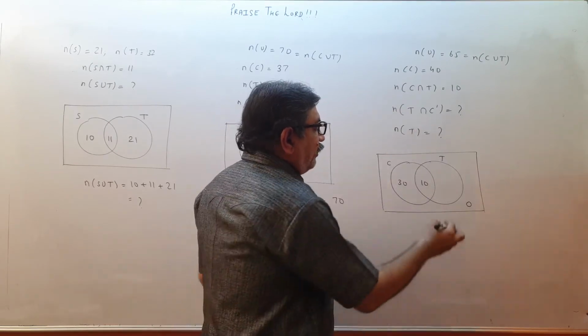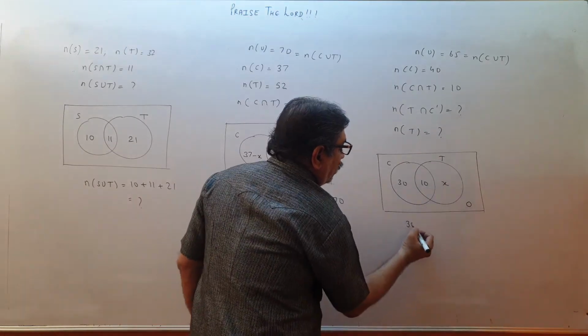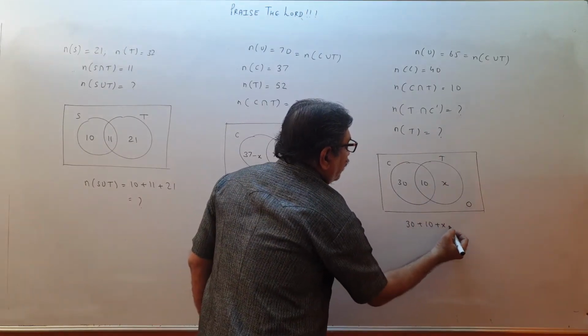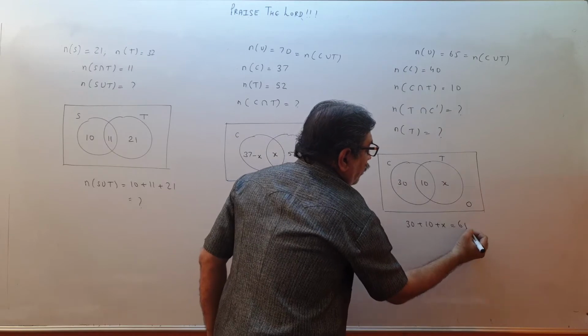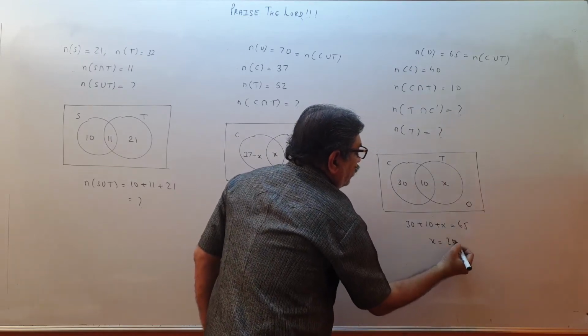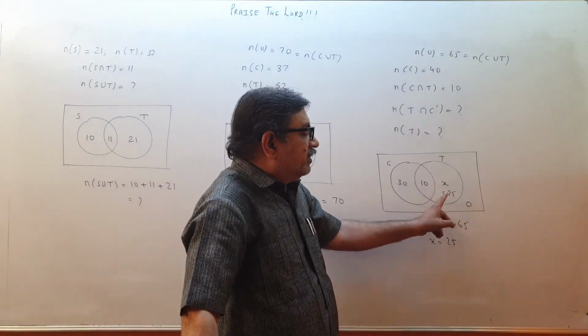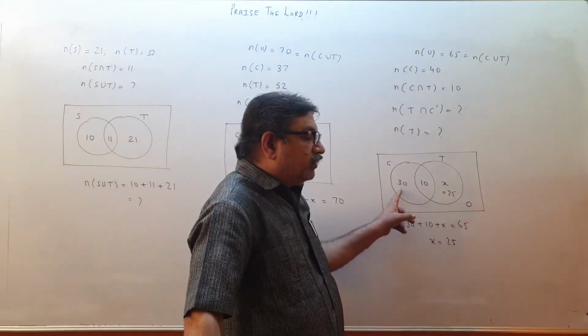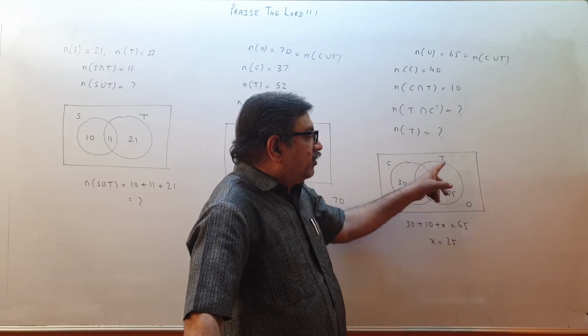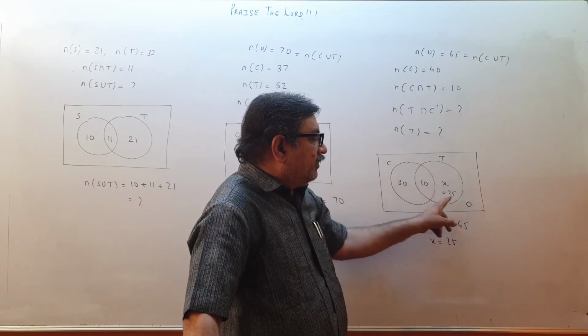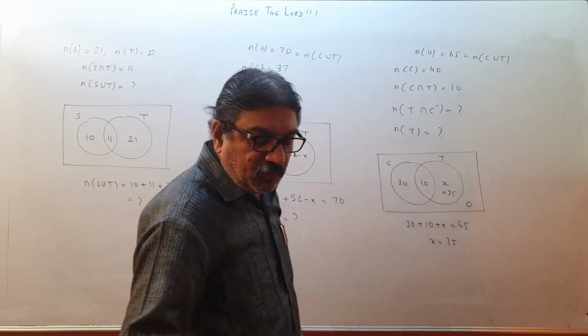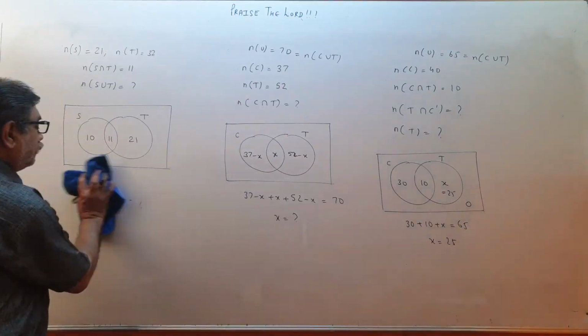So if there are X elements over here, we know that 30 plus 10 plus X will be total, how much? 65. From here I come to know X is 25. So this will be 25. So T intersection C dash, this region, only tennis. This is only cricket. Tennis means this total, 25 plus 10, 35. Please pause and copy, children.